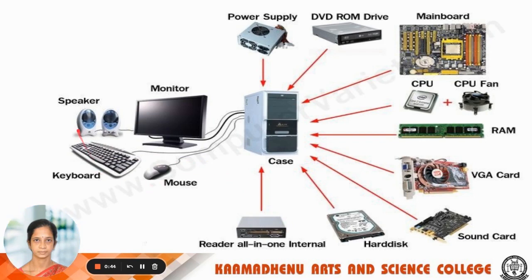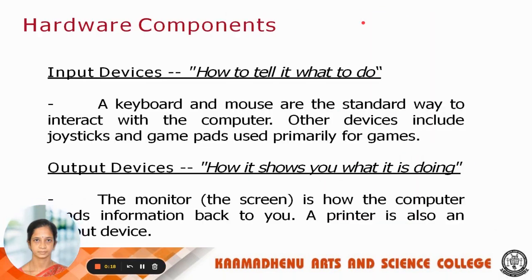This is a keyboard, speaker, monitor, mouse. What is inside the CPU? Internal hard disk, sound card, VGA card, RAM, CPU plus fan, then the main board, which is called the motherboard, power supply, DVD, RAM, DVD ROM drive. What do you mean by ROM? It is read-only memory.